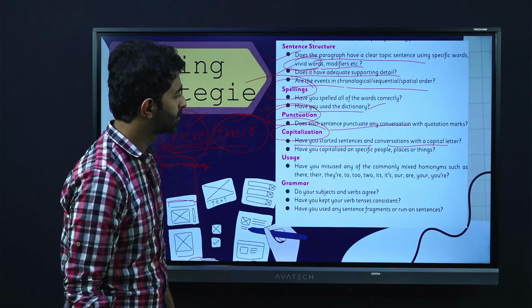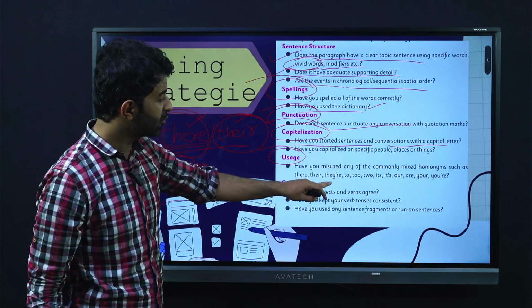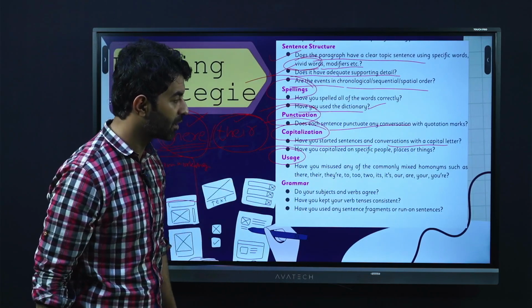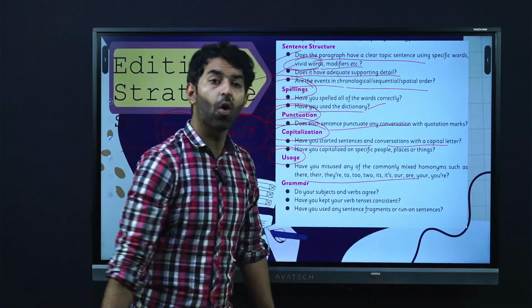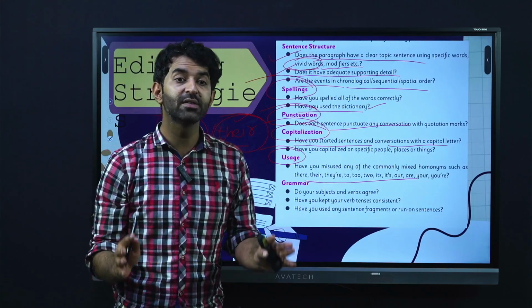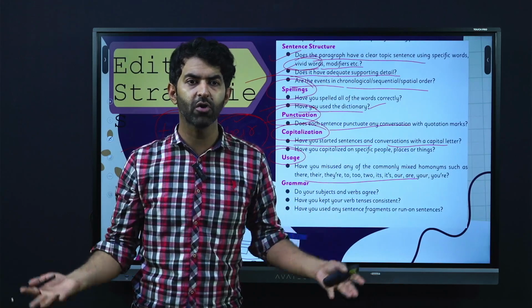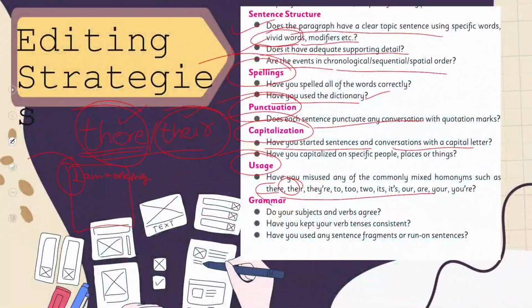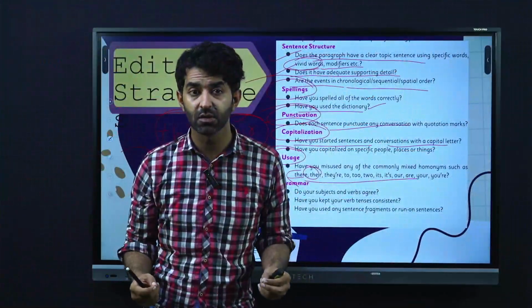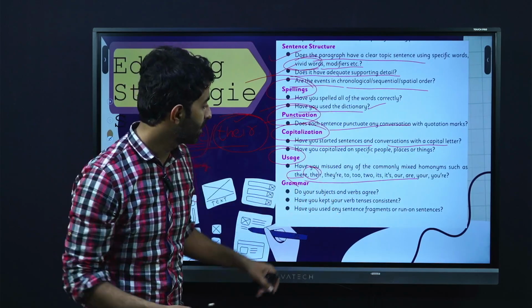Now, let's see about usage. Have you misused any of the commonly mixed homonyms such as all these that are mentioned over here? What are homonyms? Words that are different, but they sound like they are the same word. For example, where and wear. They sound the same, right? But they have different functions. So it means that they are homonyms.